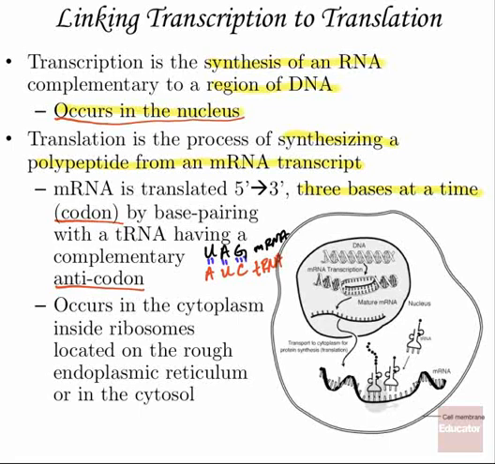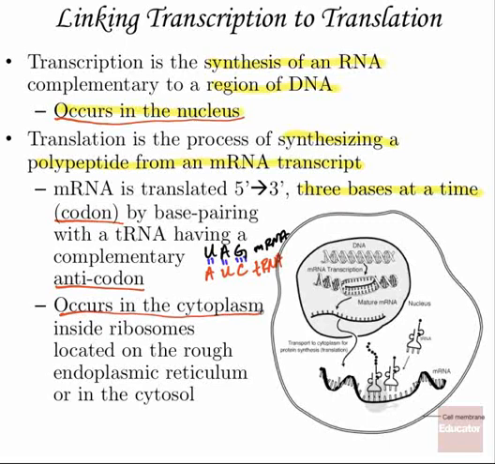Okay. Now, translation is going to occur in the cytoplasm. And it will either occur inside ribosomes that are located on the rough endoplasmic reticulum, which is studded with ribosomes. That's why it's called the rough endoplasmic reticulum. We also have the smooth ER. So it's going to be either in the rough ER or in the cytosol itself.